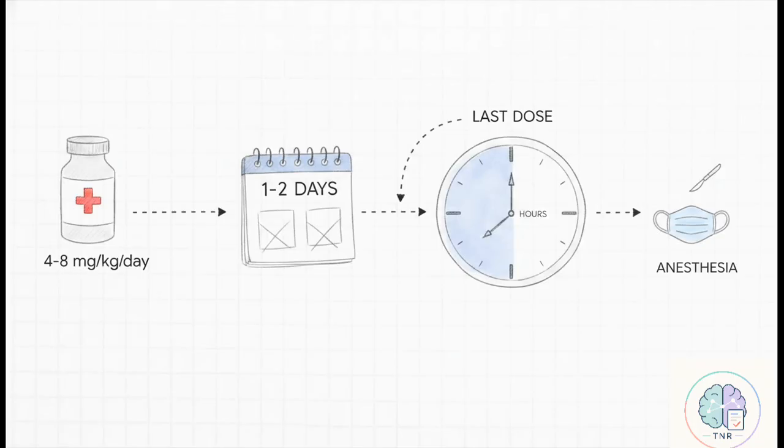Finally, for those known at-risk patients, you can actually pre-treat them. Prophylactic oral dantrolene is usually highly effective. The exact dosage you need to lock in is 4 to 8 milligrams per kilogram per day, administered for 1 to 2 days prior to the surgery. But crucially, you must give that very last dose exactly 2 hours before the onset of anesthesia.